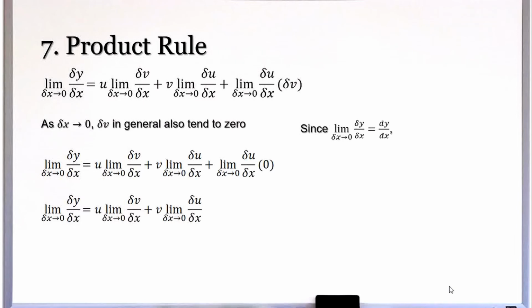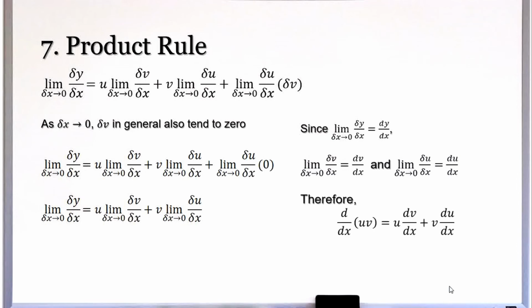Now, since we defined earlier, limit of delta x approaching 0 of delta y over delta x is dy over dx. Then how about delta v over delta x? It will just be dv over dx. And for delta u over delta x, it will just be du over dx. Therefore, derivative of uv equals u times dv over dx plus v times du over dx. And this is our simple product rule.